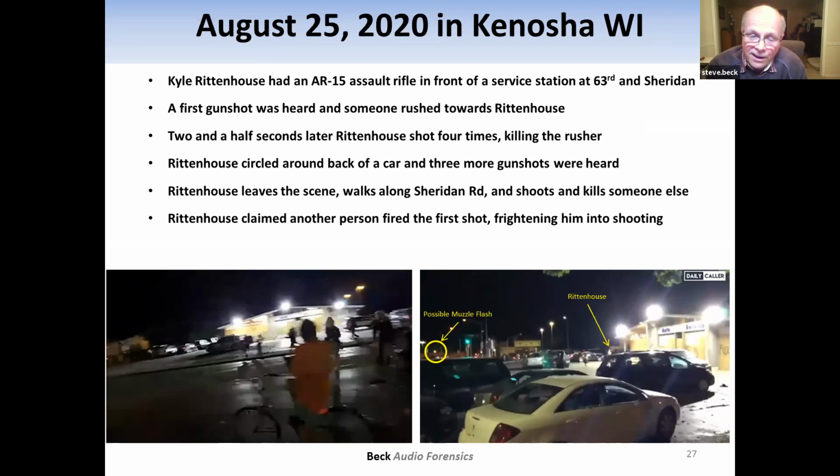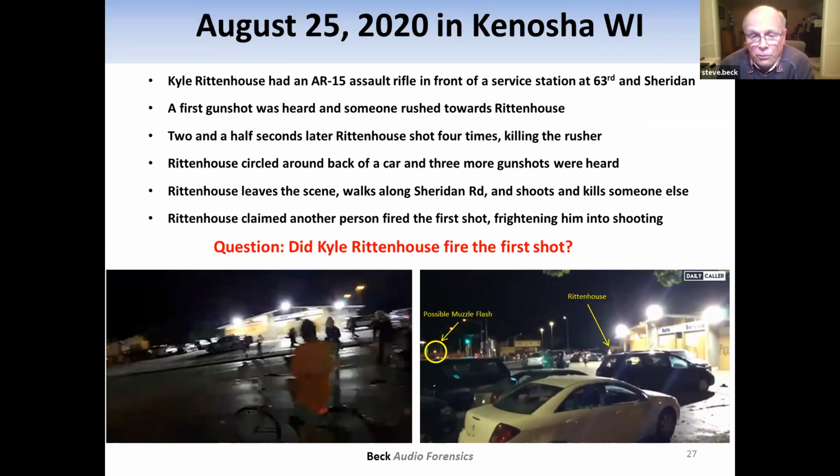But what Kyle Rittenhouse claimed was that he did not fire that first shot. Someone else did, and he got so frightened that he started shooting himself. So the Washington Post contacted me and asked, could I determine if Kyle Rittenhouse fired that first shot?